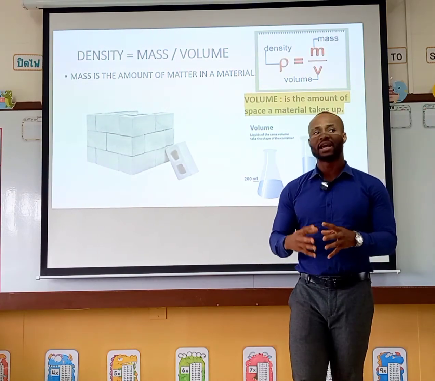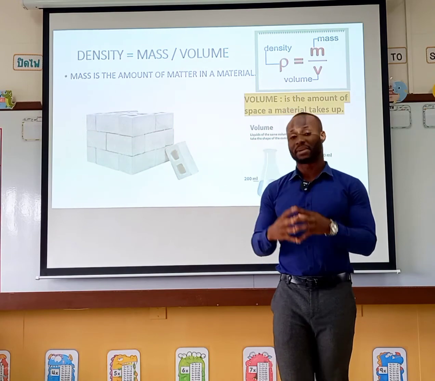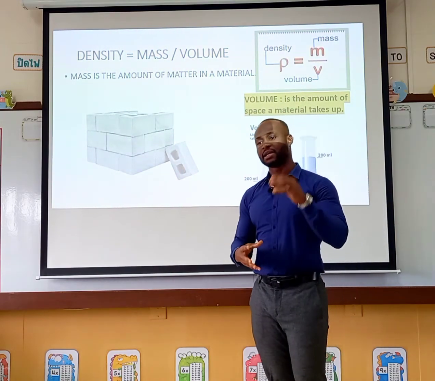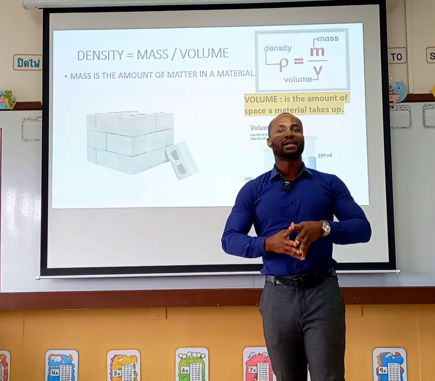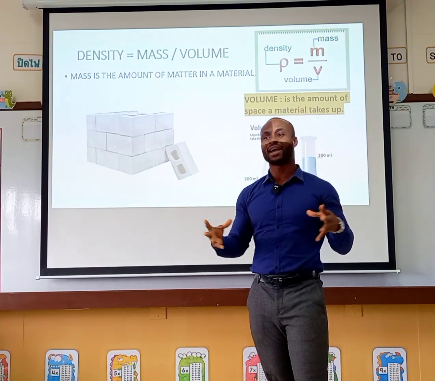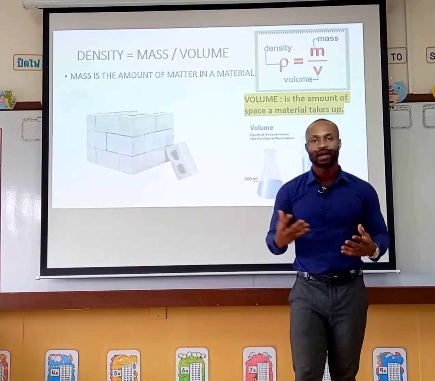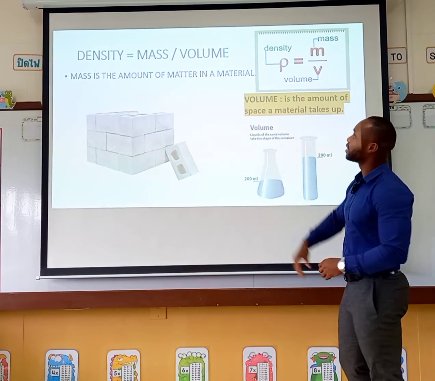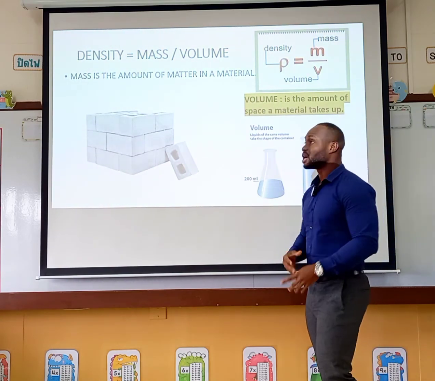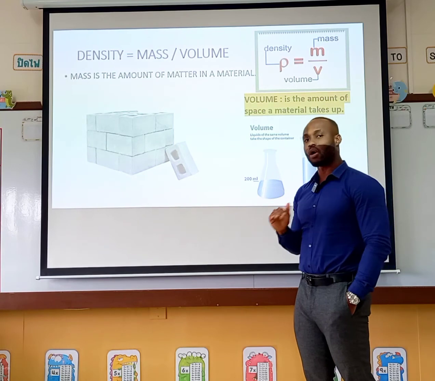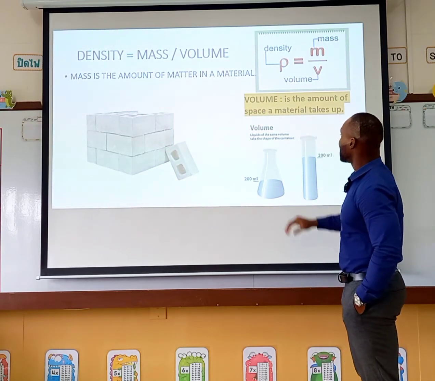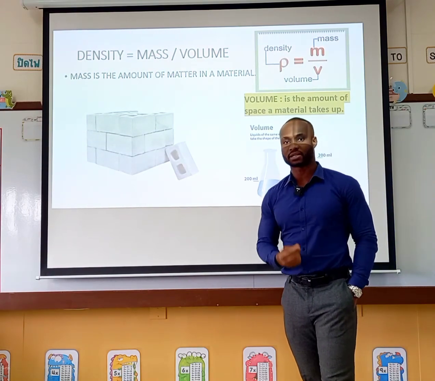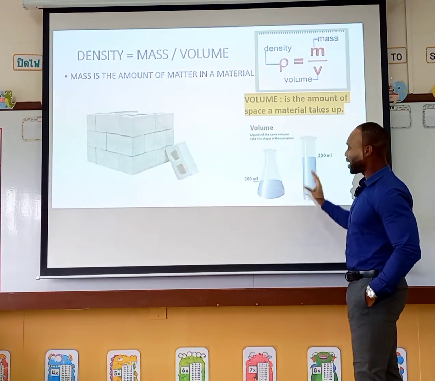So mass is in every material, and it is the amount of matter in a material. Matter is in everything. It's what we use in our daily lives. Now let's move to the next one. This is the formula for density. Density is equal to mass over volume. Now, what is volume? Volume is the amount of space a material takes up. So it's quite easy to understand.